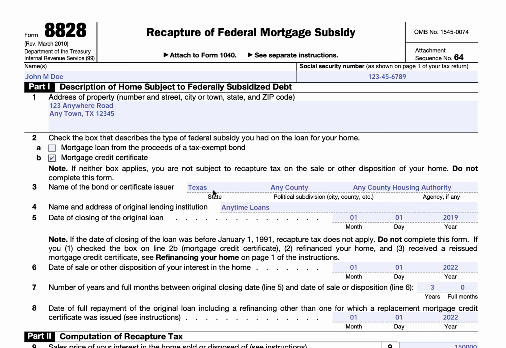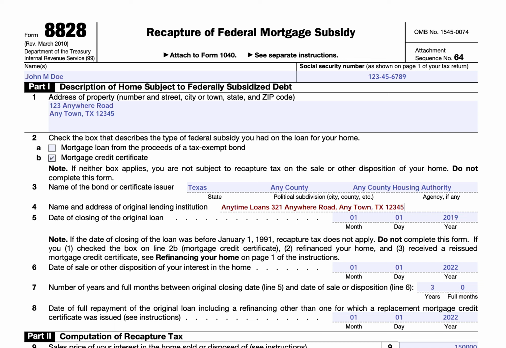In line three, we'll enter the name of the bond or certificate issuer. So in this case, I made up Any County Housing Authority as the mortgage credit certificate issuer. And then the name and the address of the lending institution. So you can put in Anytime Loans, and then the address, which happens to be just down the street from the property that Mr. Doe got out from under.